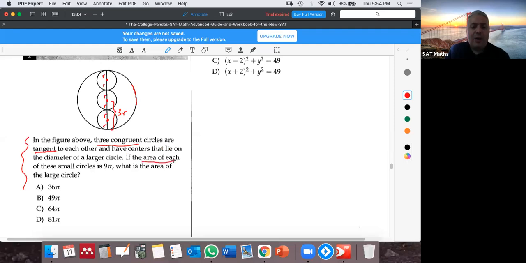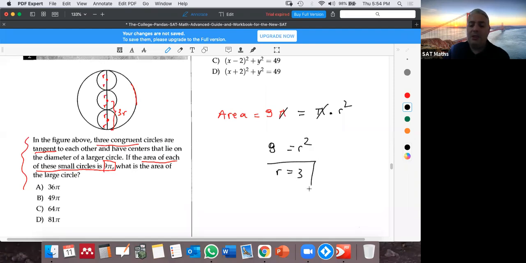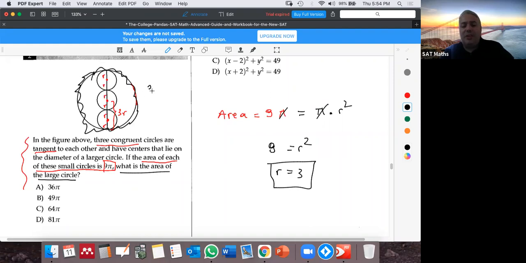If the area of each of the small circle is 9 pi, stop here. Area is 9 pi. What is the area formula? Pi times r squared. It means that 9 is r squared, r is positive 3. It is also negative 3, but radius cannot be negative. So I got it, radius is 3. What is the area of the larger circle? Its radius is 3r, and r is 3, so 3 times 3, which is 9. So what is the area? Pi times r squared. Pi times 9 squared, 81 pi. That's it. Finished.